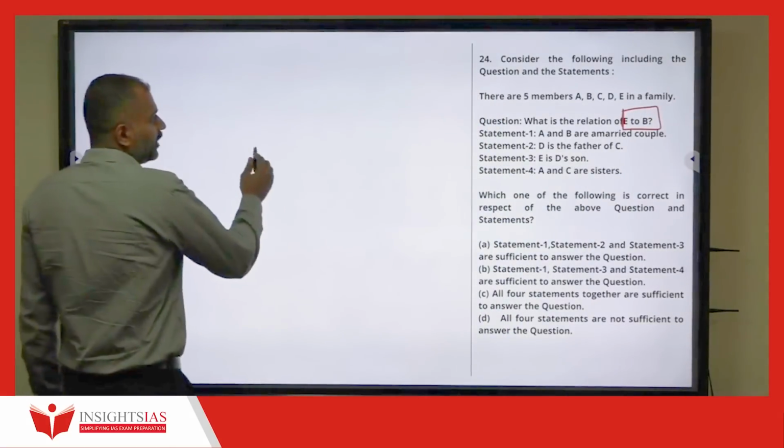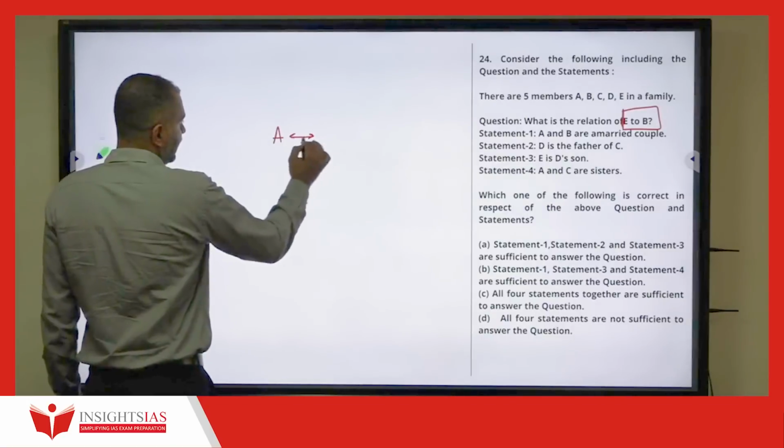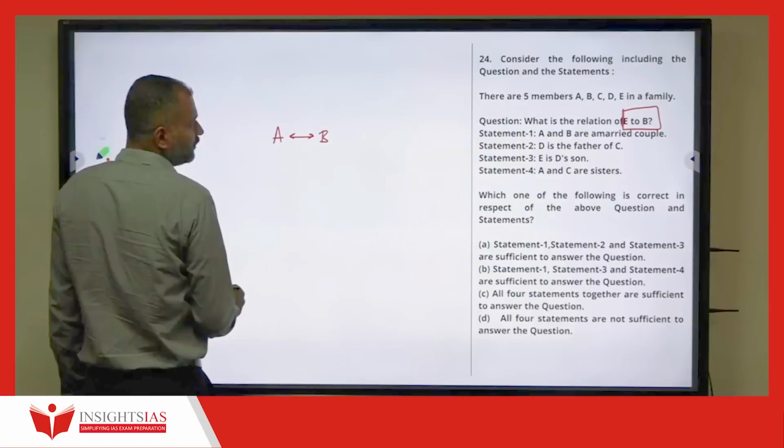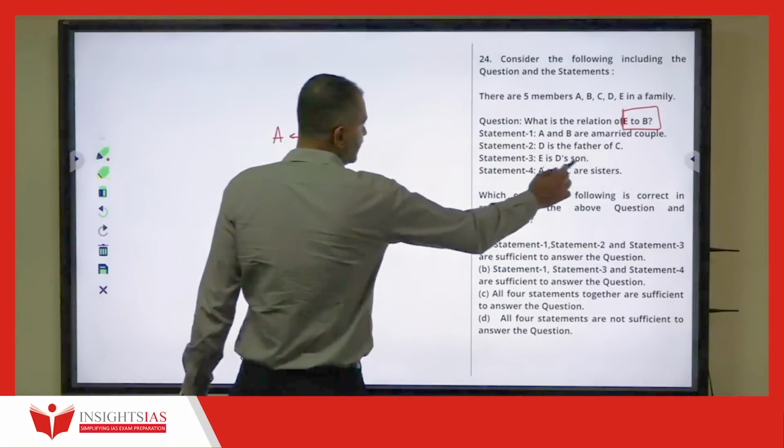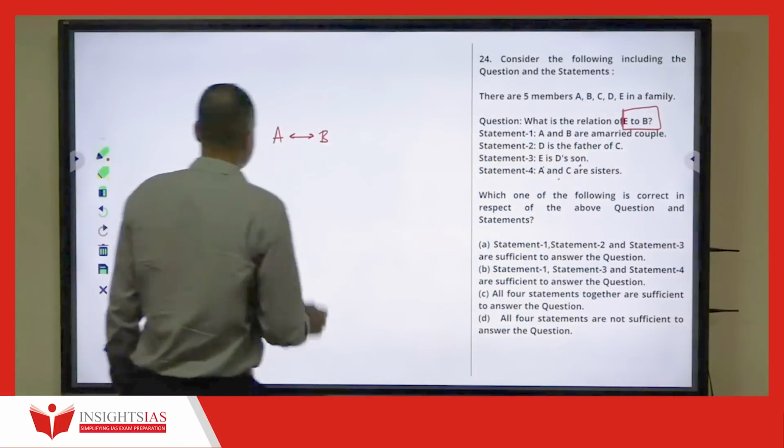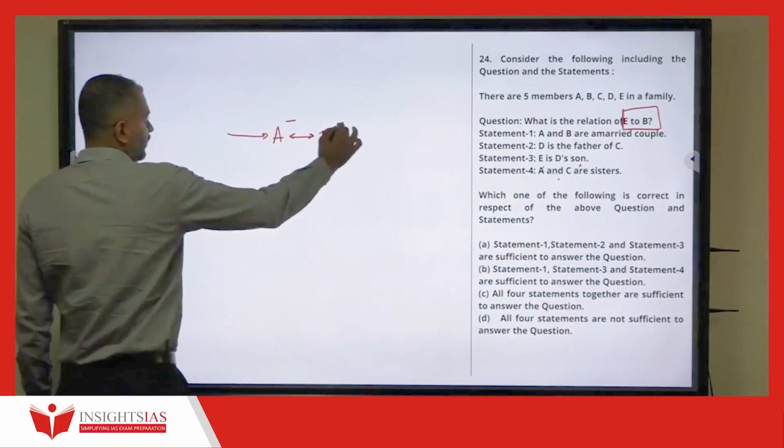Statement 1: A and B are a married couple. D is the father of C. E is D's son. A and C are sisters. See, sister, so this has to be the male.